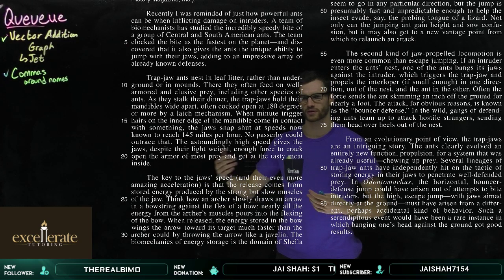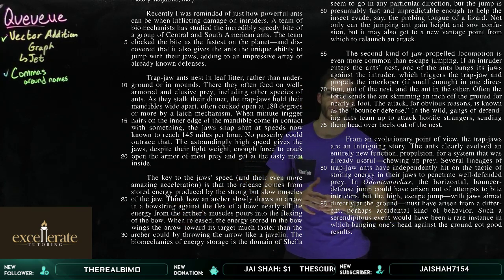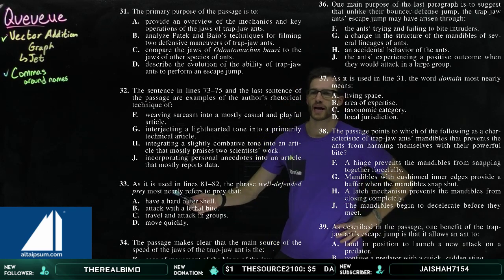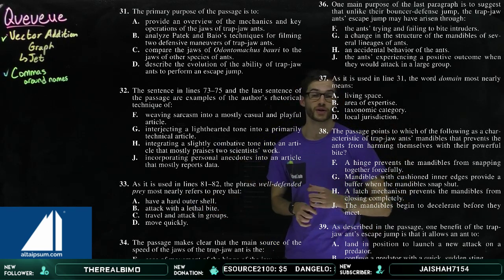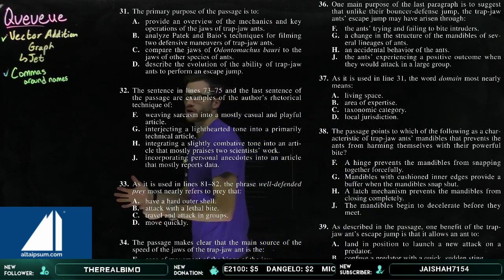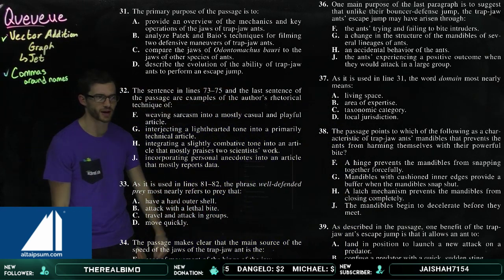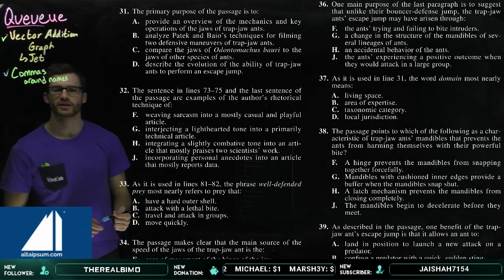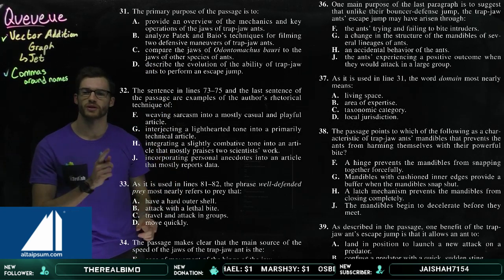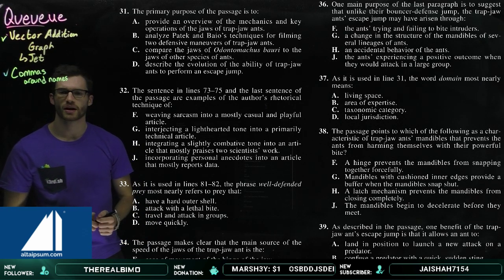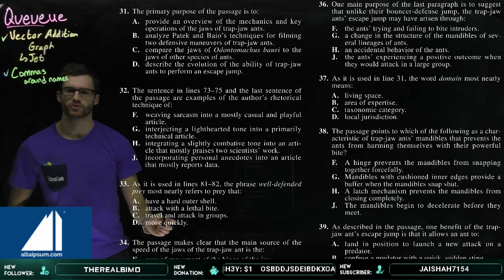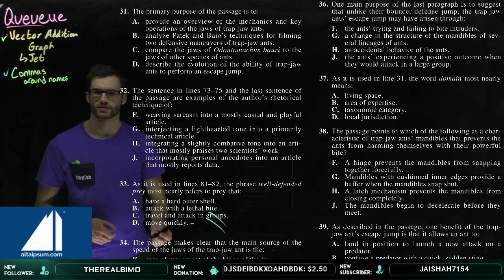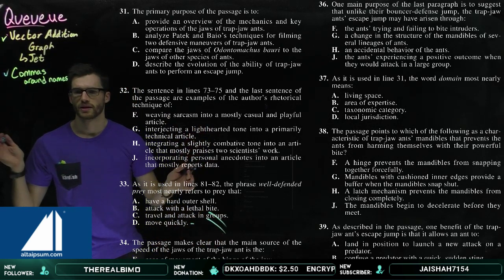So Brendan, can we go back, or forward, to the questions? Okay, thank you. So here we have hard outer shell. I really like it, actually, because if you have a hard outer shell, maybe a trapjaw ant will need to store more energy to penetrate that shell. Whereas attack with a lethal bite, that's interesting. We're going to come back to that. C, travel and attack in groups. There's nothing about groups, so that's just unrelated.